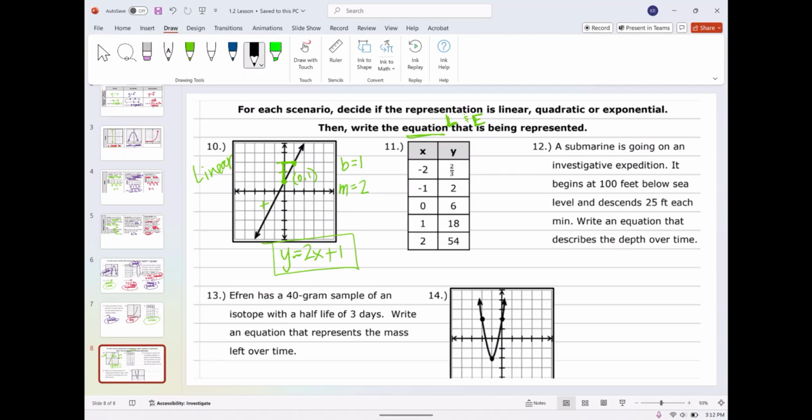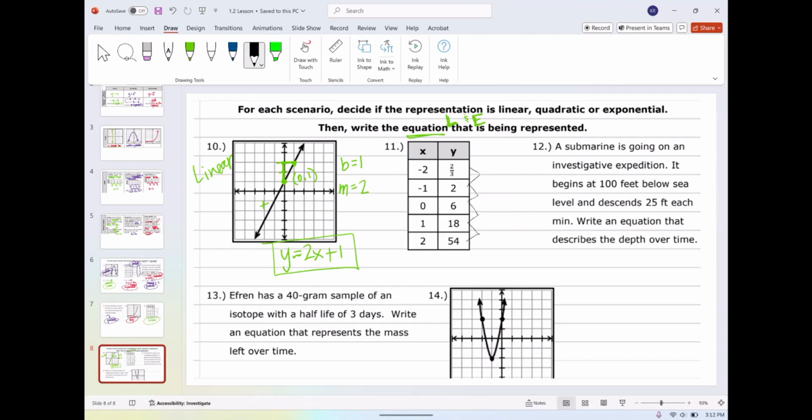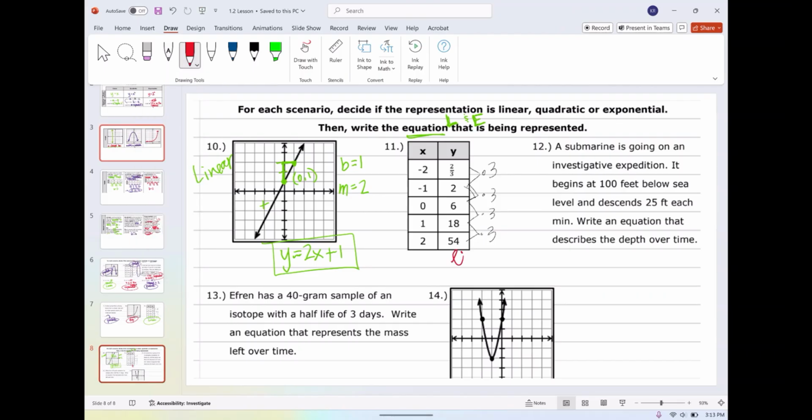All right, number 11, another table. So 2/3 to 2, 2 to 6, 6 to 18. This definitely looks like it's multiplying by something. So 2/3 times what is 2? Well, that's going to be times 3, I believe. 2 times 3 is 6, times 3. All right, so that's telling us it's going to be exponential. So we know it's exponential.